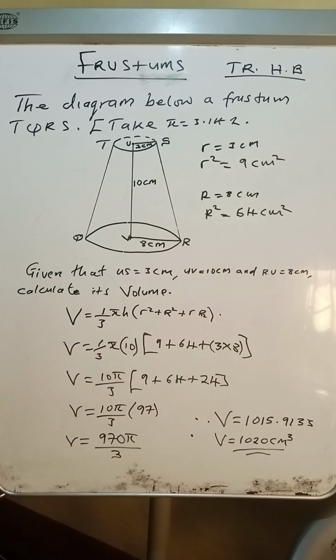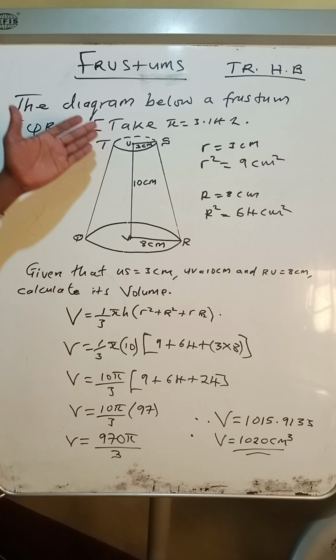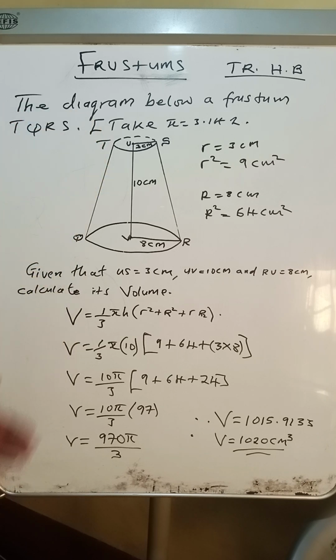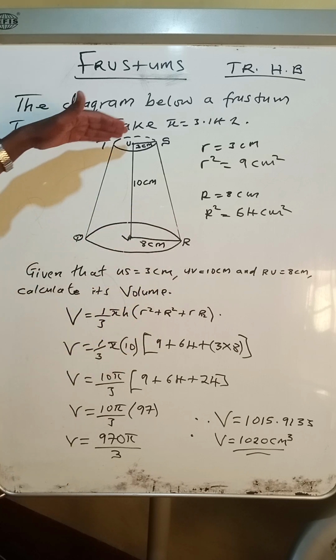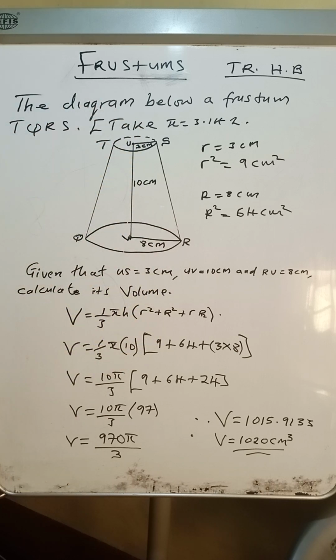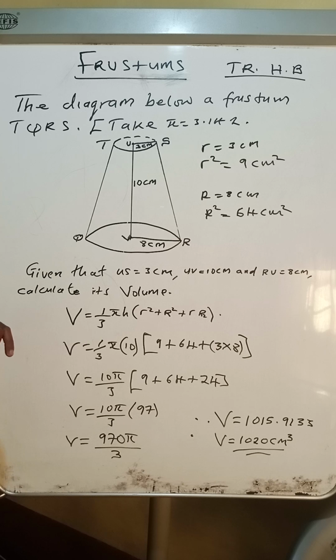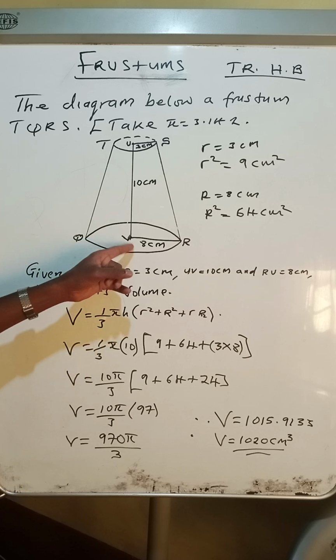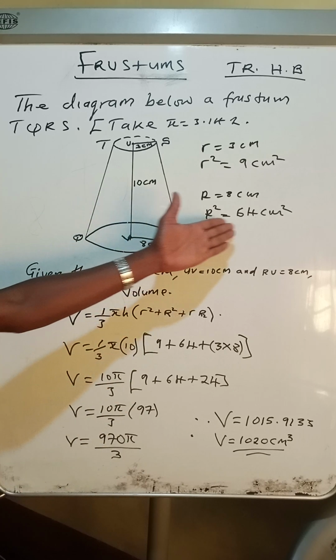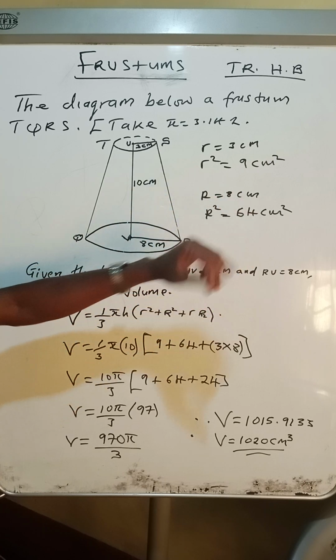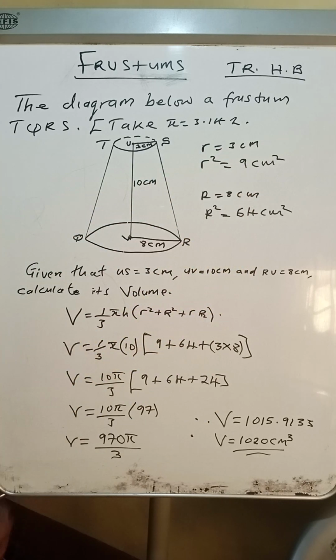So that is the volume for this frustum, where the base that we have here is that of a circle, and the base that we have on top is that of a circle. So you need just to identify the values: small r is 3 centimeters, and big R is 8 centimeters. You square them. This is 8 times 8, giving us 64, and 3 times 3, giving us 9 centimeters squared.